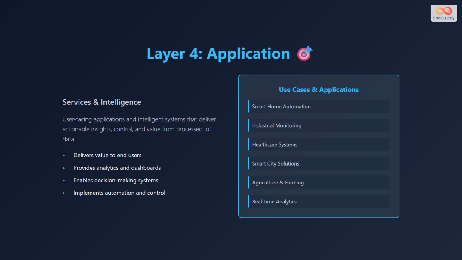The network layer is responsible for transmitting data from sensors to processing centers. It uses various communication technologies like Wi-Fi, Bluetooth, cellular networks, and specialized protocols such as Zigbee and LoRaWAN. This layer ensures secure and reliable delivery of data across networks. Different IoT applications require different network technologies based on their range, power consumption, and bandwidth needs. The network layer acts as the communication highways, carrying information from sensors to the cloud for processing.